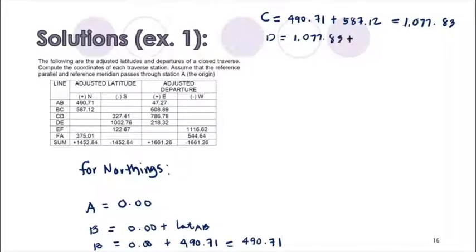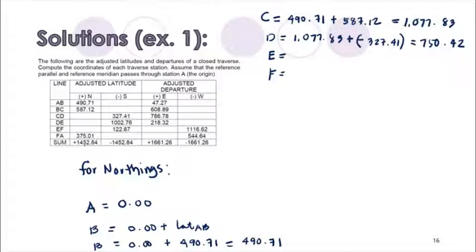1077.83. Then plus, that is D, so that would be CD. Take note, it's plus, then as negative 327.41. So that is equal to 750.42. Okay, so for E, I will no longer show the solution. Okay, we have F.